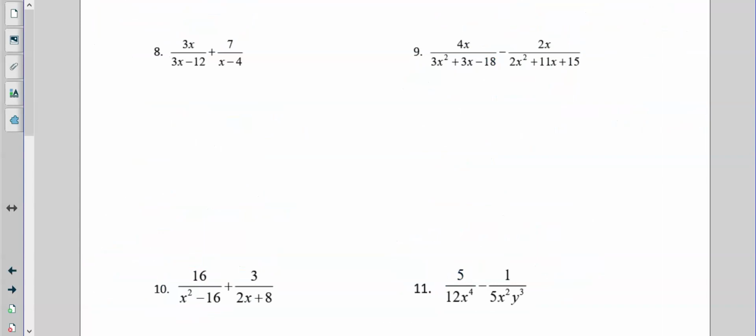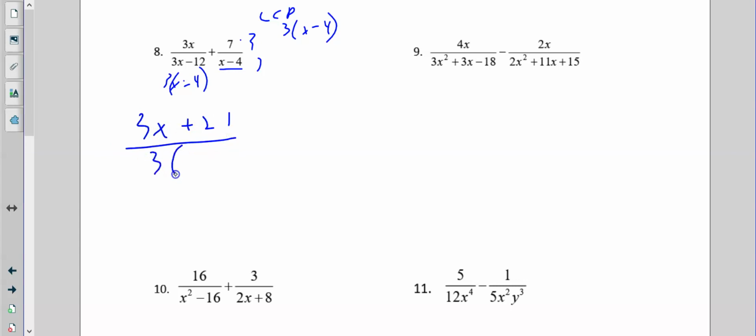All right. I know there's a lot of problems here, but the practice is where you learn and master the skill. All right, so in this one, we're going to take a 3 out. Always look for the GCF. And that gives me x minus 4. Well, here I have an x minus 4, which means my LCD is simply 3 parentheses x minus 4. Not plus 4, minus 4. Which means all I need to do here is multiply by 3 and 3. That's pretty simple. So that gives me 3x plus 21 over 3 times x minus 4.